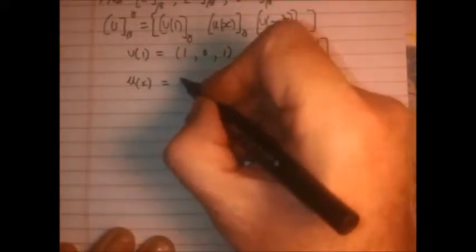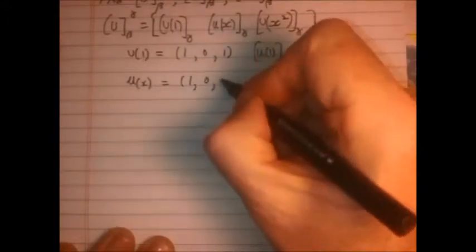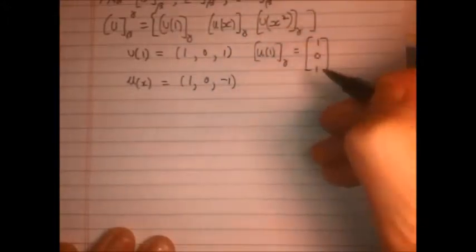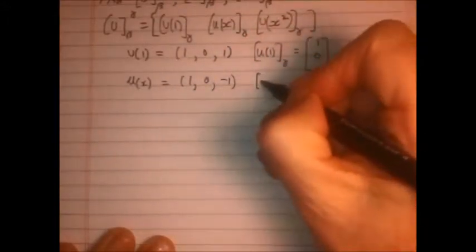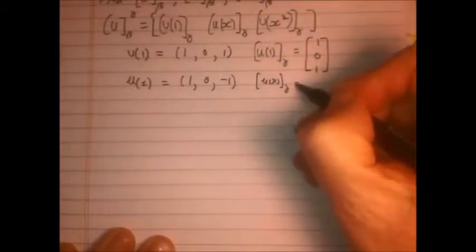Okay, so next we compute U of x. So now up in the formula here we put a equal to 0, b equal to 1, and c equal to 0, and we obtain the vector (1, 0, minus 1), and the coordinate vector of this relative to gamma will be the vector (1, 0, minus 1).